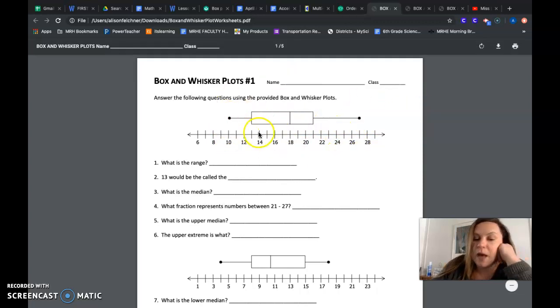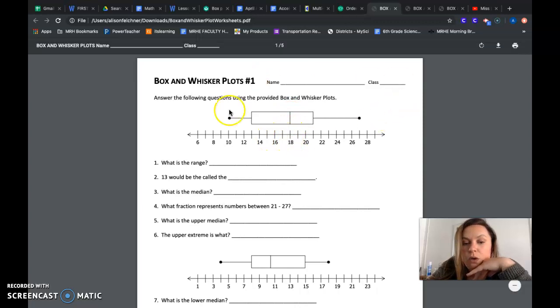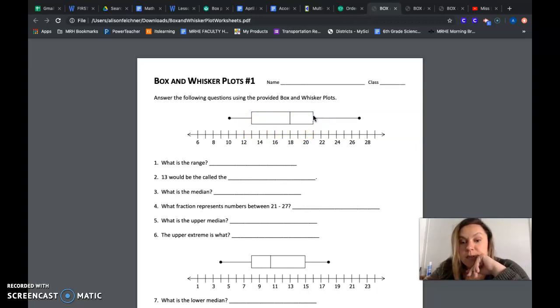Let's take a look at this box right here. The far left line of the box is going to be your lower quartile, or your lower median. That's always going to be here. The line that's inside the box is just your general median of the set of data. So it looks like the median of this whole data set is going to be 18. Your lower quartile or first quartile looks like 13. Your upper quartile, or third quartile, because it can also be called that, is going to be 21. So 13 would be called your first quartile or your lower quartile. Those two mean the exact same thing. Your median would be 18 because that's where the line is right here.